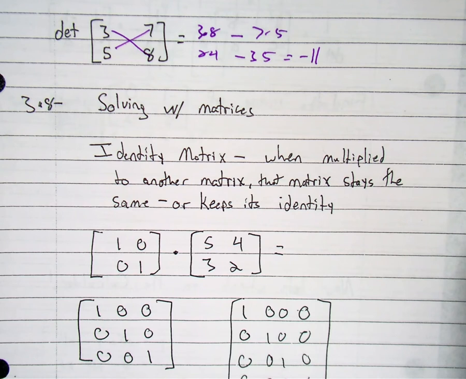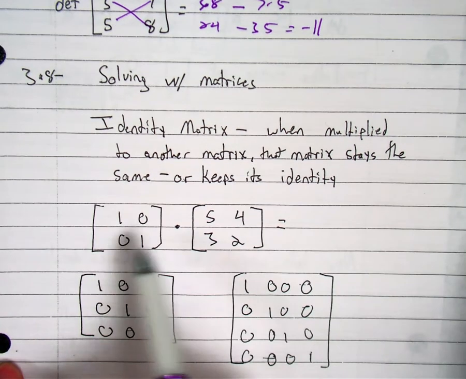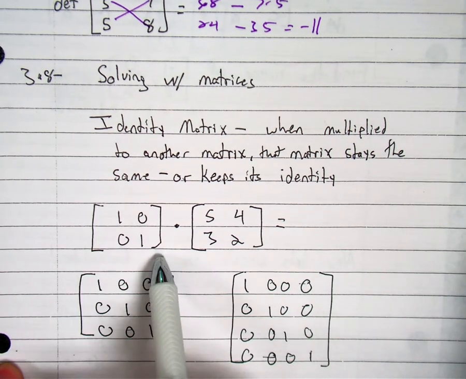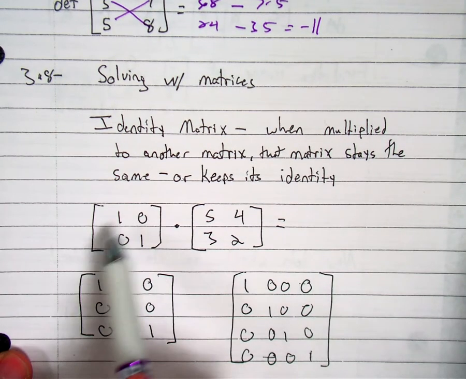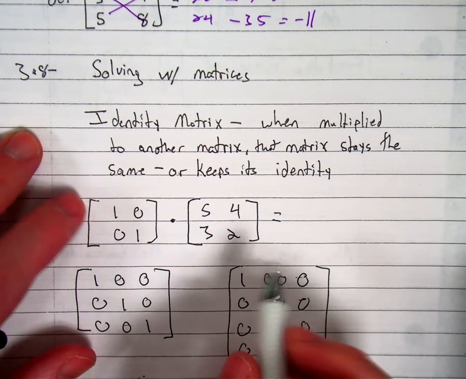The first thing we need to know is the identity matrix. When multiplied to another matrix, that matrix stays the same or keeps its identity. So for a 2 by 2, the identity matrix is 1, 0, 0, 1. Because when I multiply this matrix times this one, it won't change, right?